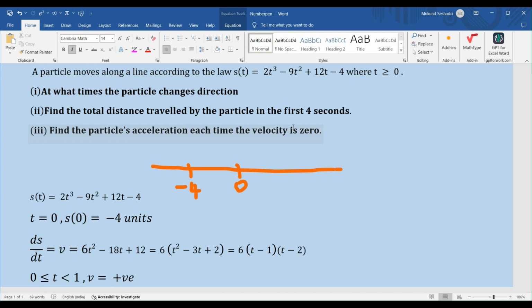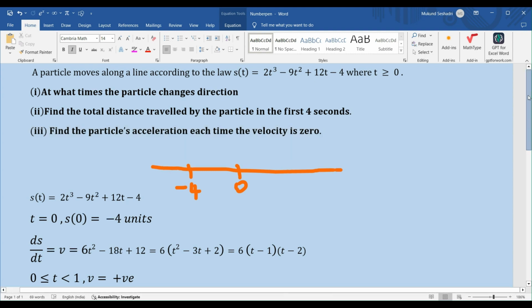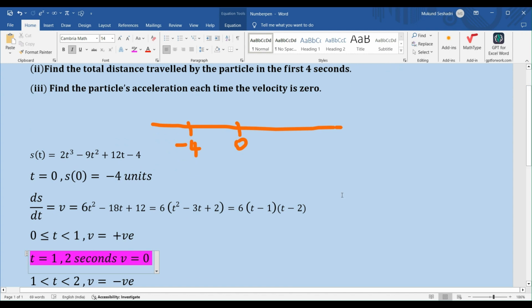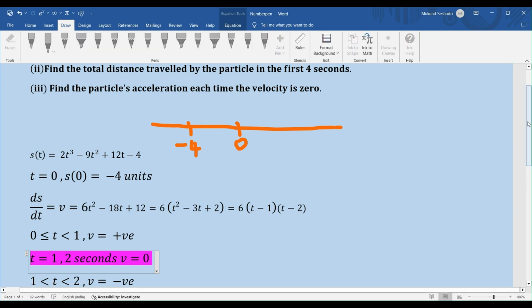So what we understand from part 1 is that the particle starts off from -4, and let's call it t equals 0. I'm going to use my drop in again, and I want to understand at t equals 1 where the particle is actually located, right?